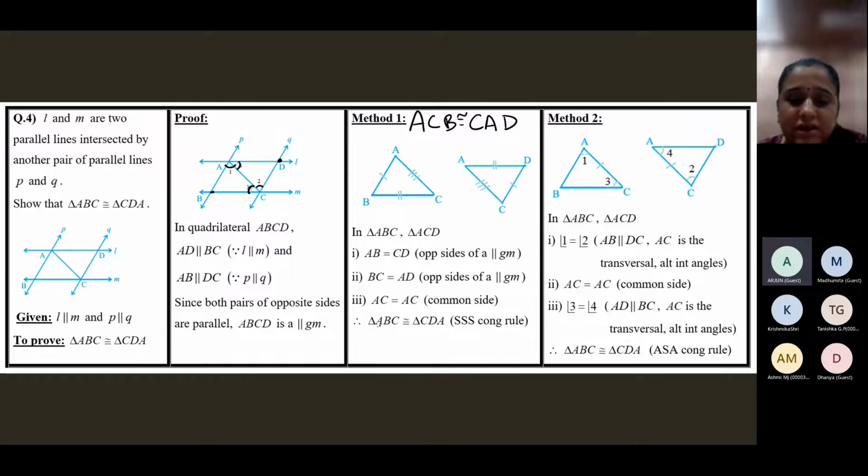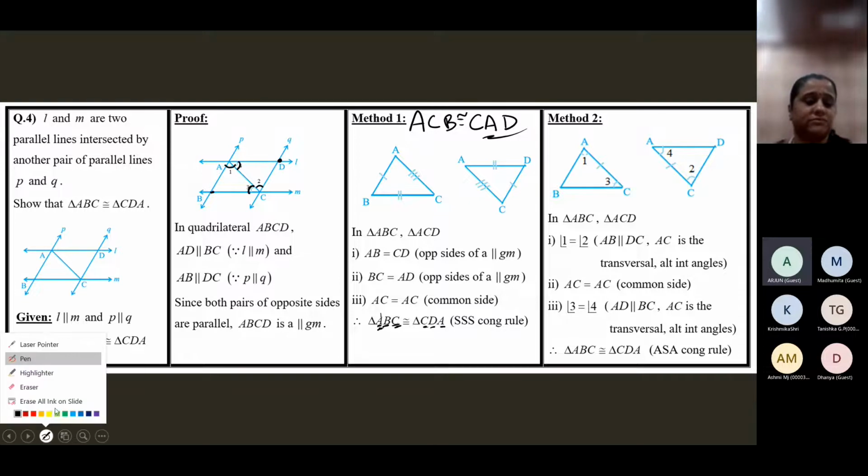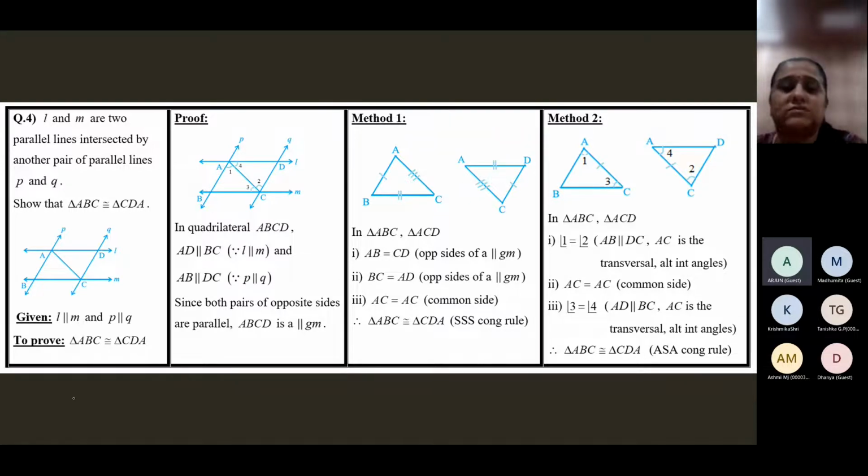See here, ACB. So it will be CAD. AAA is not a valid congruence rule.